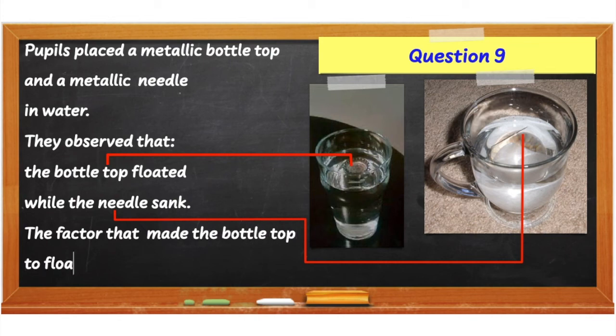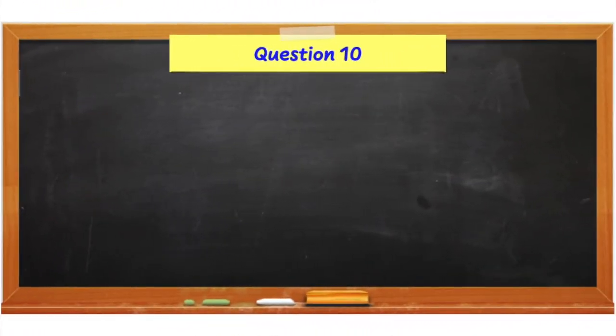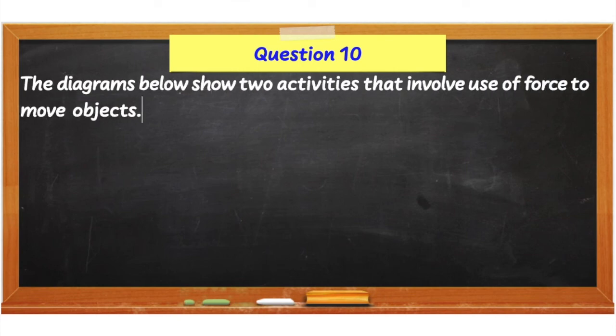Pupils placed a metallic bottle top and a metallic needle in water. They observed that the bottle top floated while the needle sank. The factor that made the bottle top to float is its shape. Question number 10.